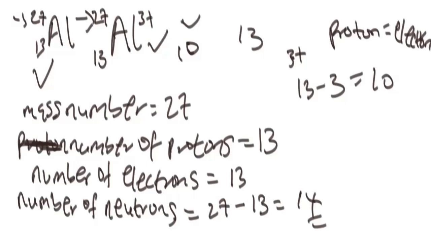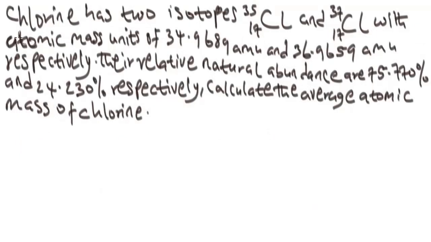Let's wipe this. Okay, so we have this problem. It says chlorine has 2 isotopes. So these are the isotopes. Now isotopes are atoms of the same element having the same atomic number but different mass numbers. As you can see, the atomic number of chlorine here is 17, and the atomic number of chlorine here is 17, but the difference is in their mass numbers. The mass number here is 35, and the mass number here is 37, but it's the same element. So isotopes are atoms of the same element having the same atomic number but different mass numbers.